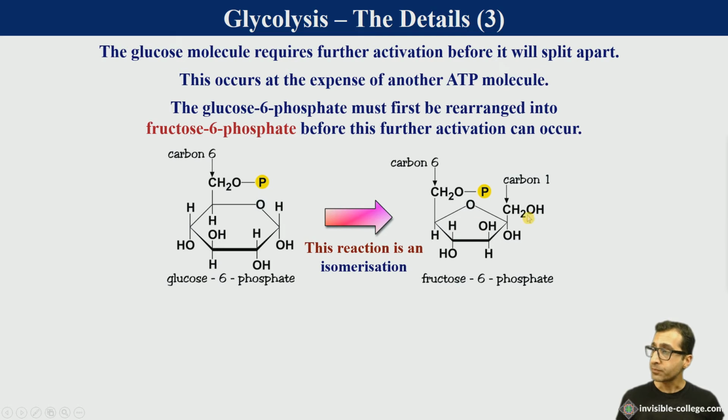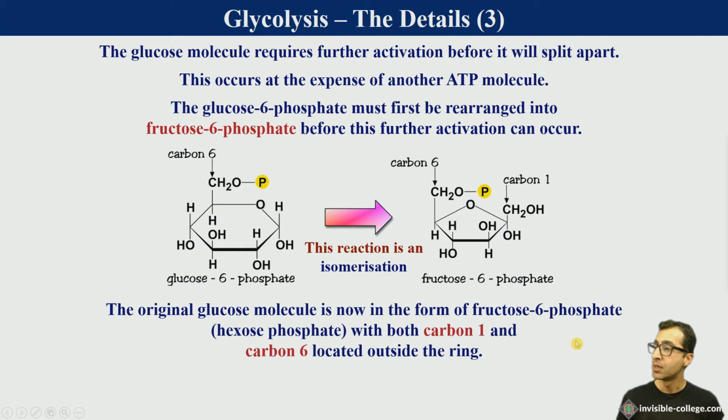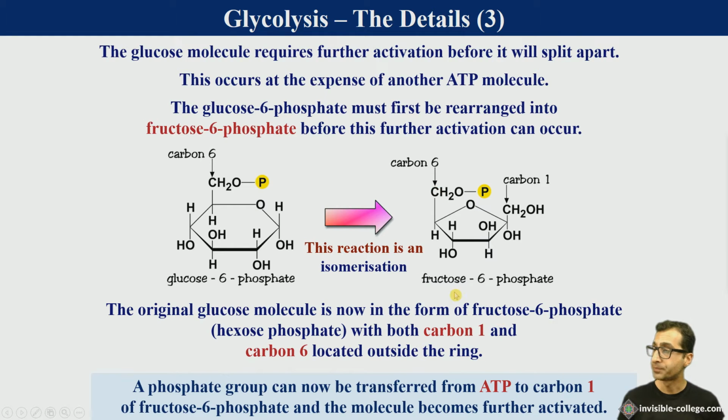So this is called an isomerization because we haven't removed or added any atoms to this molecule to form this molecule. We have simply reorganized the bonding between the existing atoms in the molecule. So we now have a fructose 6 molecule where we have a phosphate group located on carbon 6, but we also have carbon 1 now located outside of the ring.